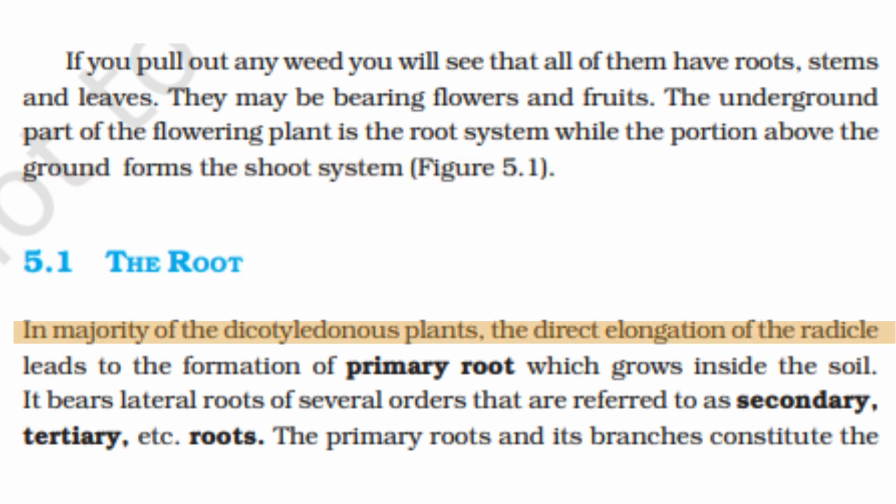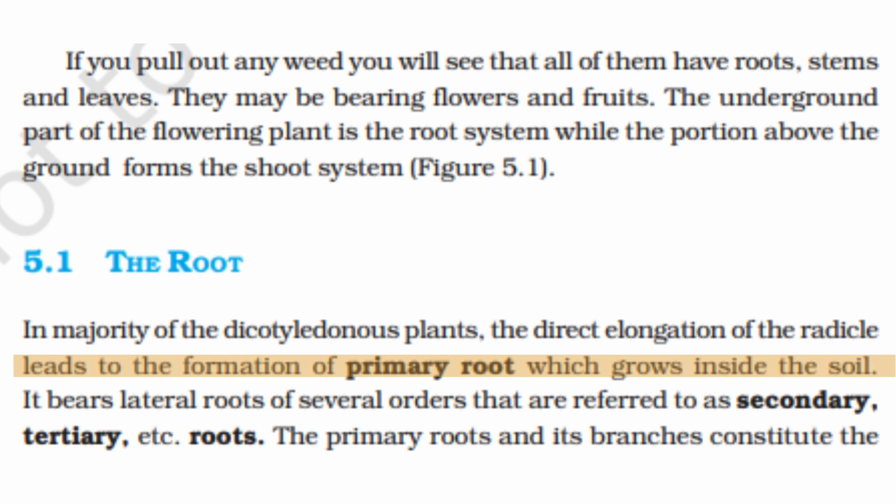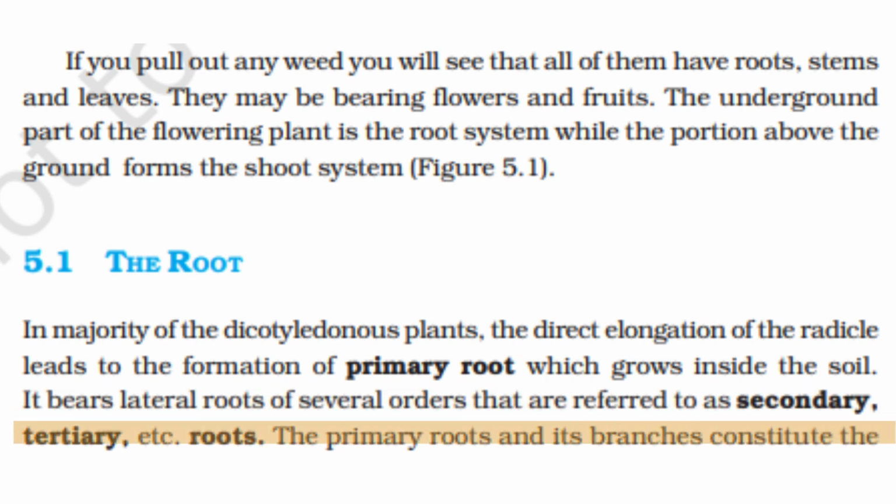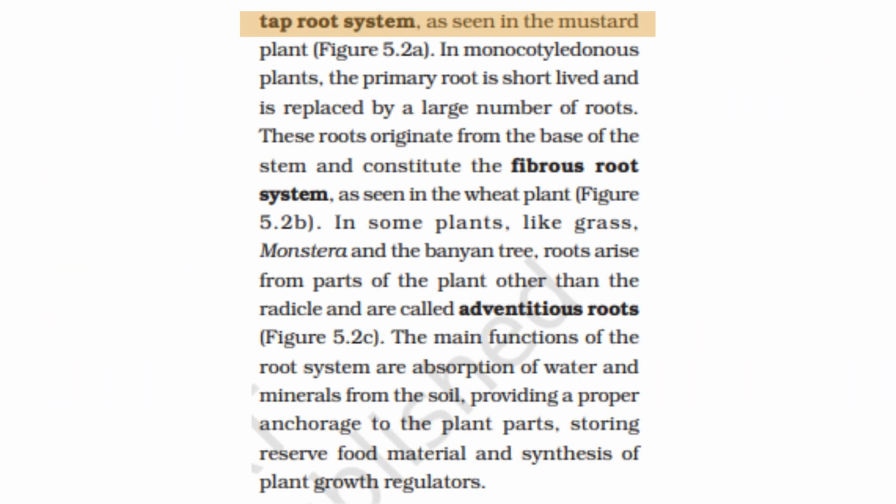The root. In the majority of the dicotyledonous plants, the direct elongation of the radicle leads to the formation of the primary root, which grows inside the soil. It bears lateral roots of several orders that are referred to as secondary, tertiary, etc. roots. The primary root and its branches constitute the taproot system, as seen in the mustard plant. Figure 5.2a. In monocotyledonous plants, the primary root is short-lived and is replaced by a large number of roots. These roots originate from the base of the stem and constitute the fibrous root system, as seen in the wheat plant. Figure 5.2b.